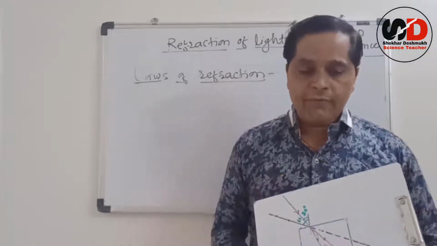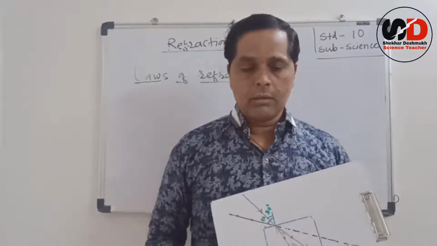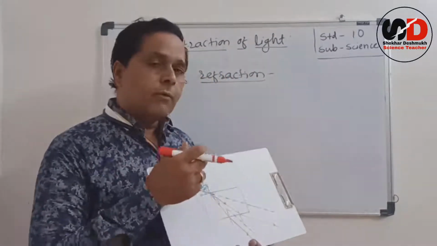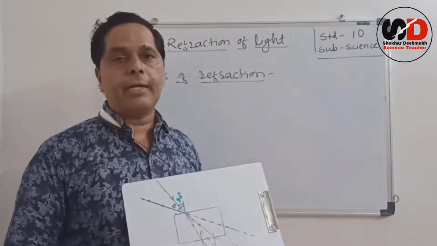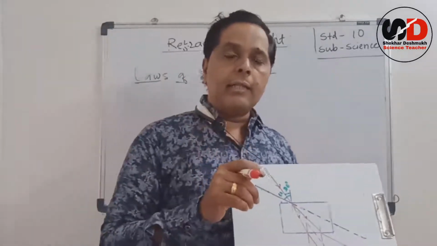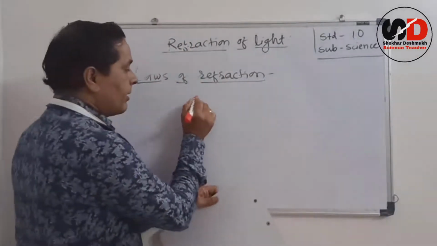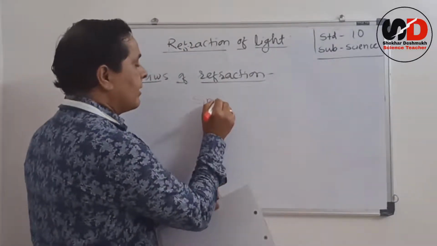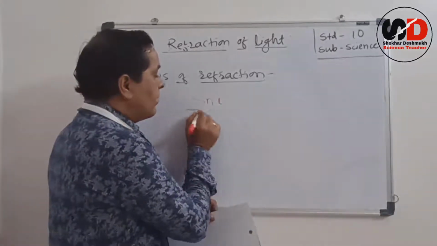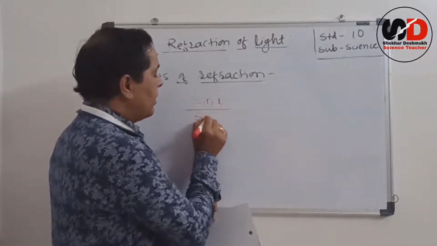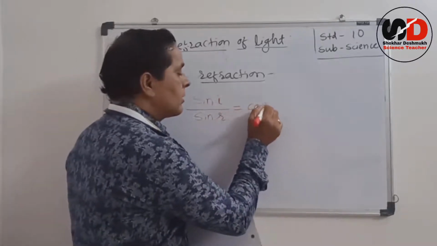What is the second law of refraction? For a given pair of media, here in this case we are taking air and glass, the ratio of the sine of the angle I to the sine of the angle R is always constant.